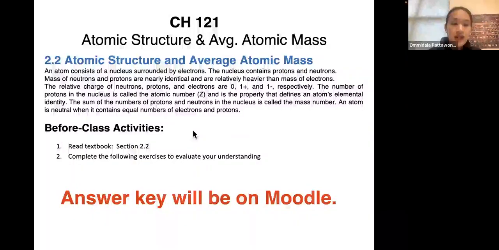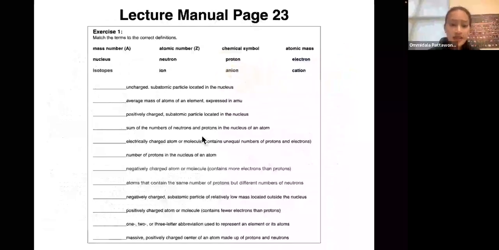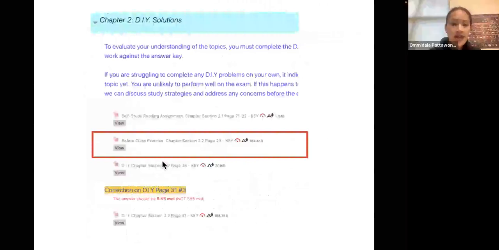The before-class activity that you will need to do is to read the OER textbook chapter 2.2, pages 63 to 71. After you finish reading, you will need to complete exercise 1. This one is the definition of these terms right here, and you just need to match them. After you finish matching, it's going to evaluate whether you understand it after you read it. Then you can check your work against the answer key that I posted in Moodle.